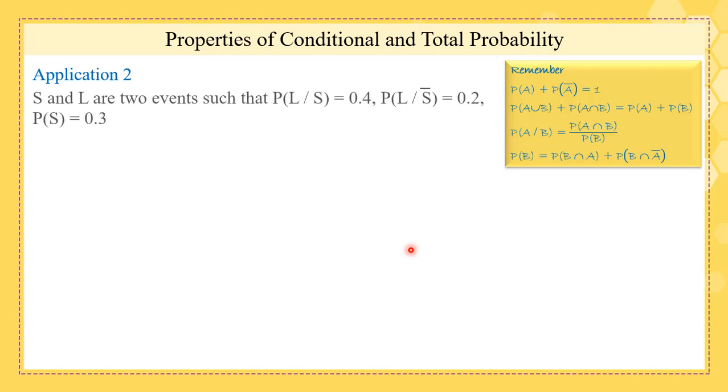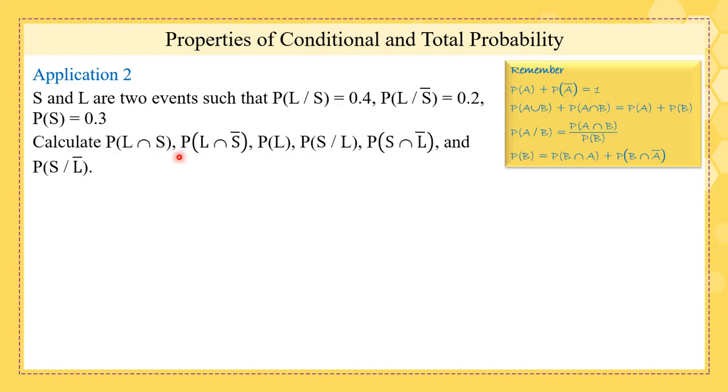Now let's see the second application. S and L are two events, and this is what we know. And the question is to calculate each of these probabilities. Try to begin working with the first probability. What is the probability of L intersection S? Well, here we can see that the intersection could work from the second rule or from the third one or from the fourth one. Now, which one do we choose in order to calculate? It depends on the given. So what is the probability of L intersection S? It's the probability of L given S times the probability of S, and by substitution we get 0.12.